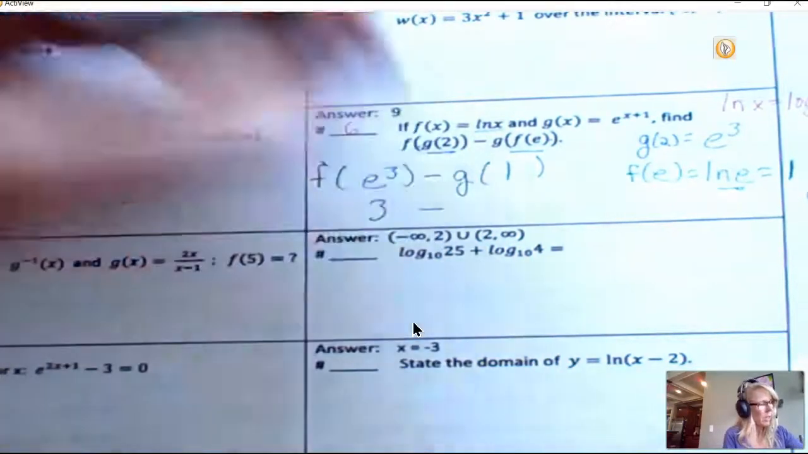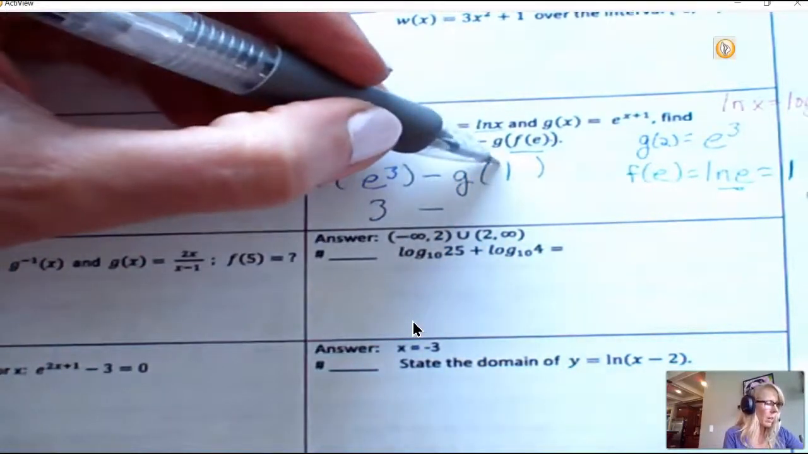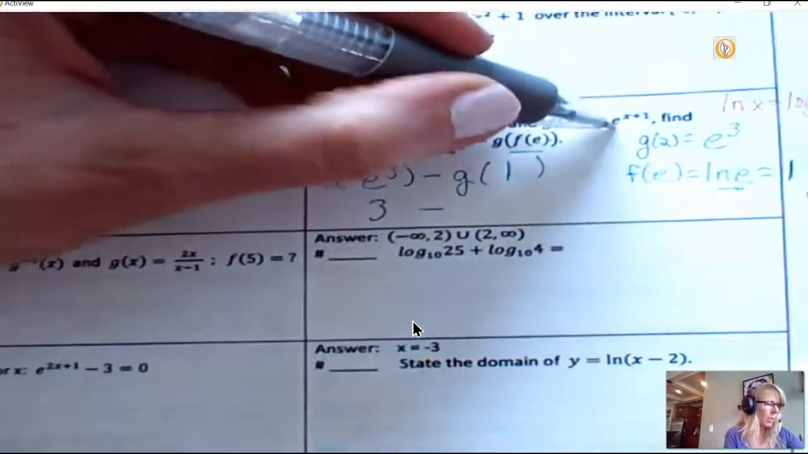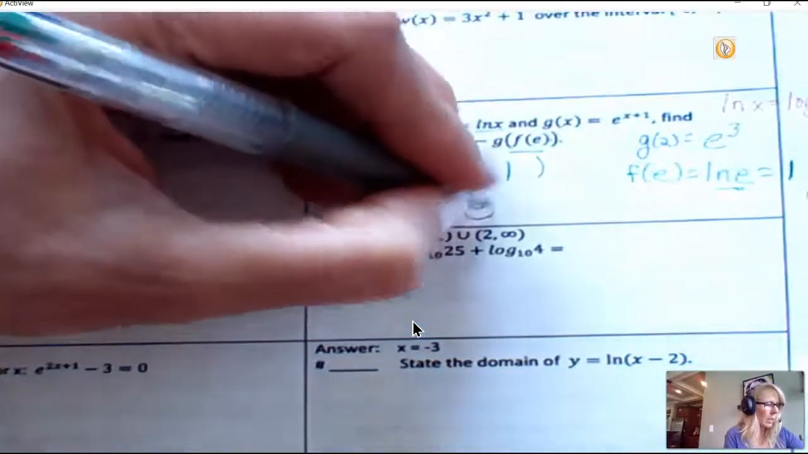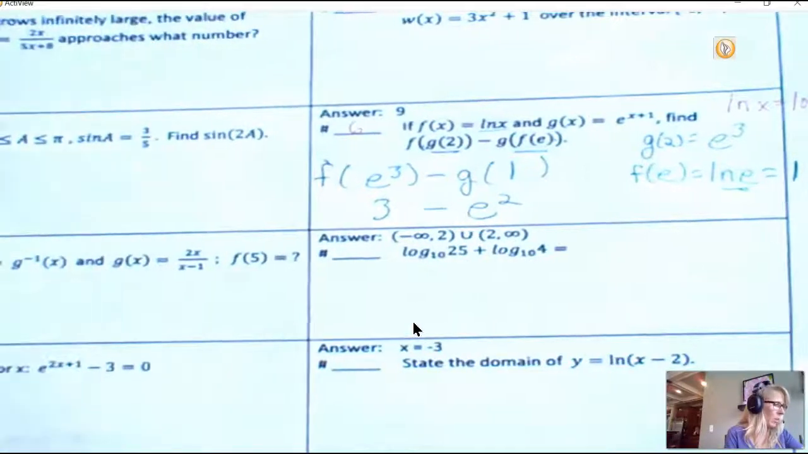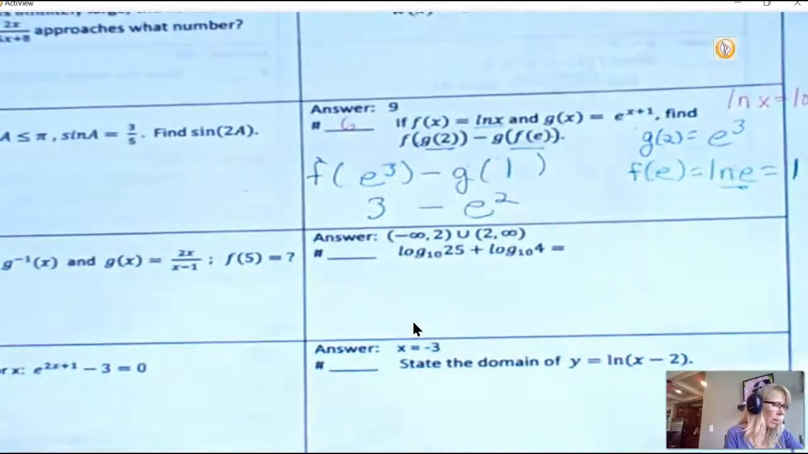3. And then g of 1, well, I'm hoping that's really easy. G of 1, plug in a 1, you get e to the second power.